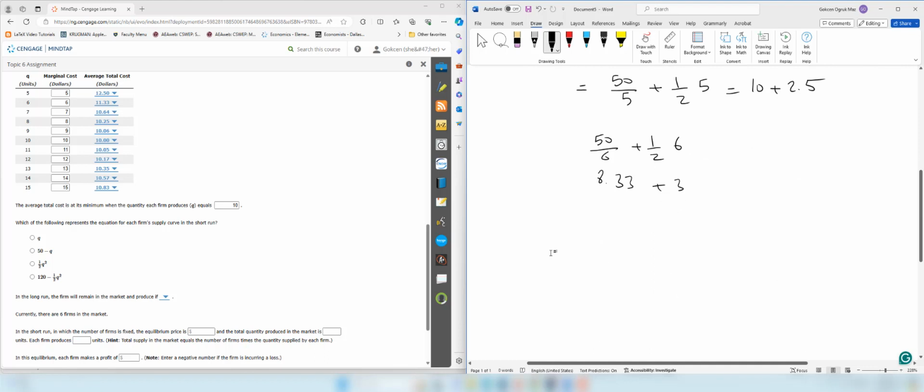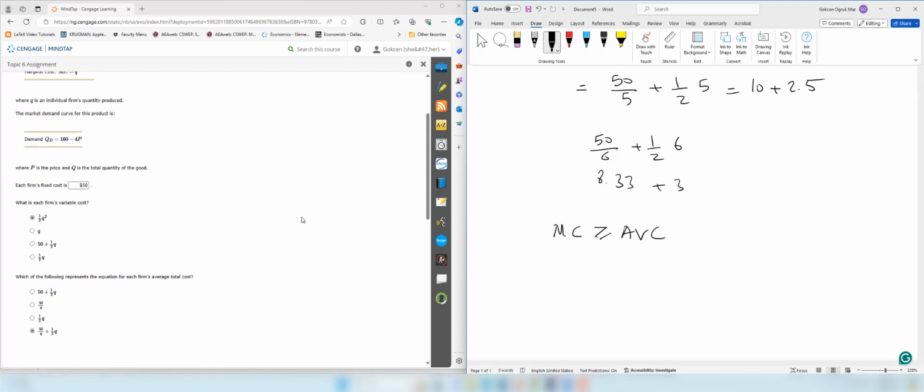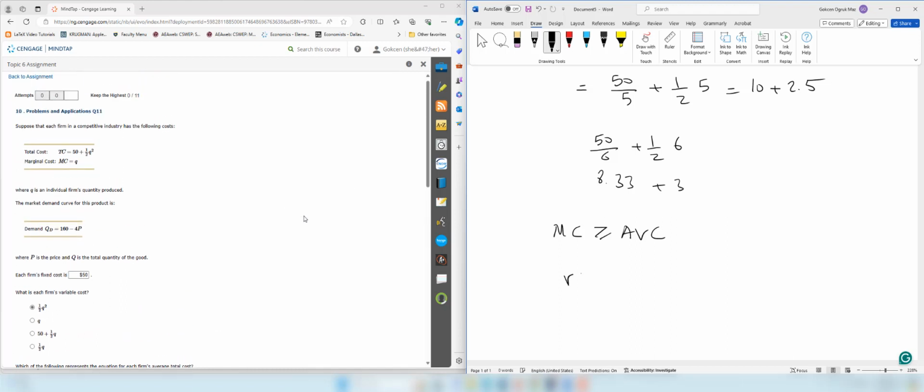So if you remember from your textbook, we know that the short run supply curve is the marginal cost curve, which is greater than or equal to the average variable cost curve. So we can calculate the average variable cost curve. How? We take the variable cost, which we already found, 1/2 Q squared, and divide this by Q. So 1/2 Q squared over Q is 1/2 Q.